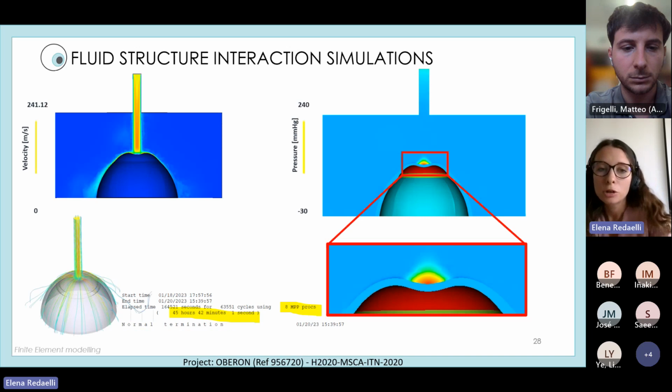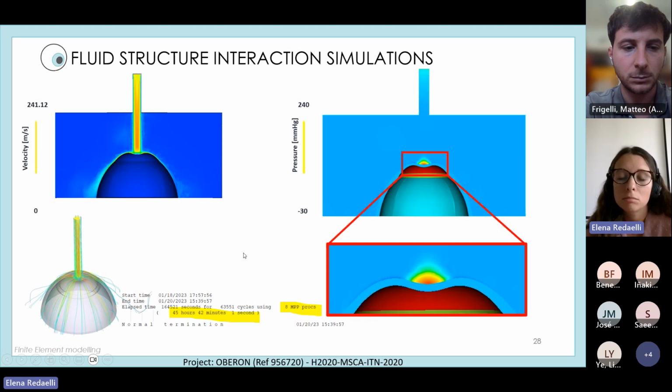Now I just want to show you an example of what Matteo was saying before, because I've spoken about the fluid structure interaction simulations, and as you can see here, we have a lot of results, and the complexity is very high. And well, if we are interested in the mechanical properties of the corneal tissue, they are perfect. But the computational cost is very high. You can see here 45 hours of simulation in 8 processors.